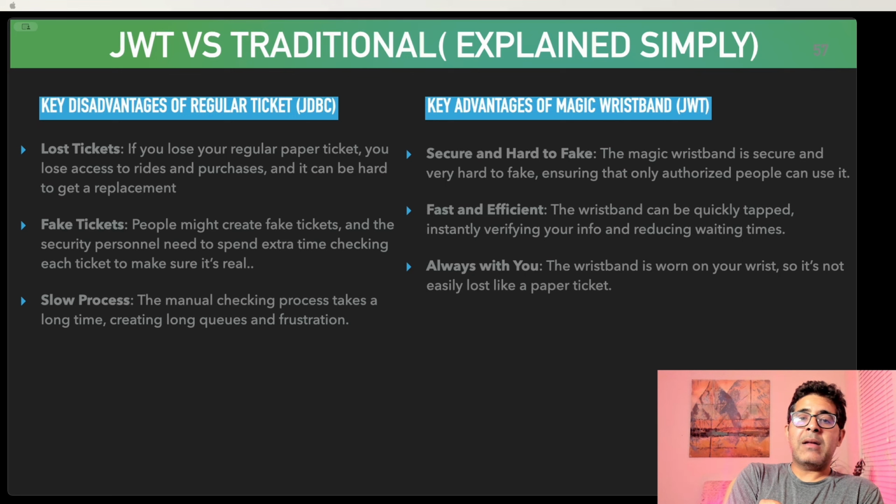Somebody can come and create a fake ticket, right? Say they found the ticket which you missed in the previous step, and can go and ride on your behalf. That becomes a problem, and again it's a slower process. But the advantage of using the wristband approach, or the JWT approach, is it is secure and hard to fake, right? If you have a 3D mark on your wristband, it is very difficult to fake that, right? And it is fast and efficient because the wristband can be quickly tapped, instantly verifying your info and reducing your time. And this wristband is always with you.